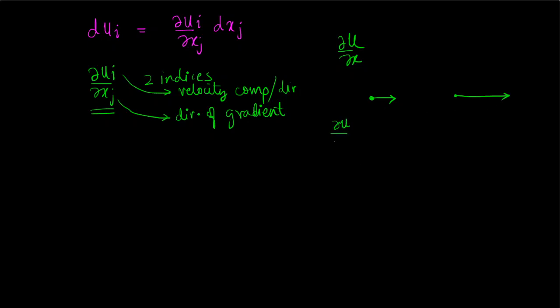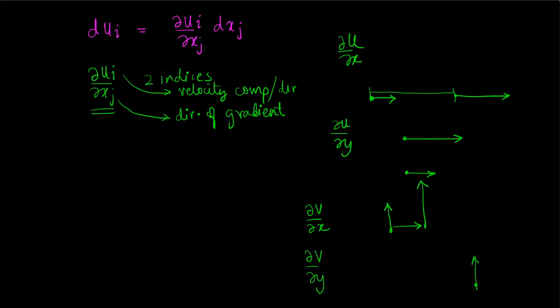del u del y is the spatial change of u velocity, that is this velocity, along y. Similarly, del v del x will be the spatial change of the v velocity along x, and del v del y will be the spatial change of the v velocity along y. So I've just shown 4 components, and you can easily extend this idea into the z component as well.